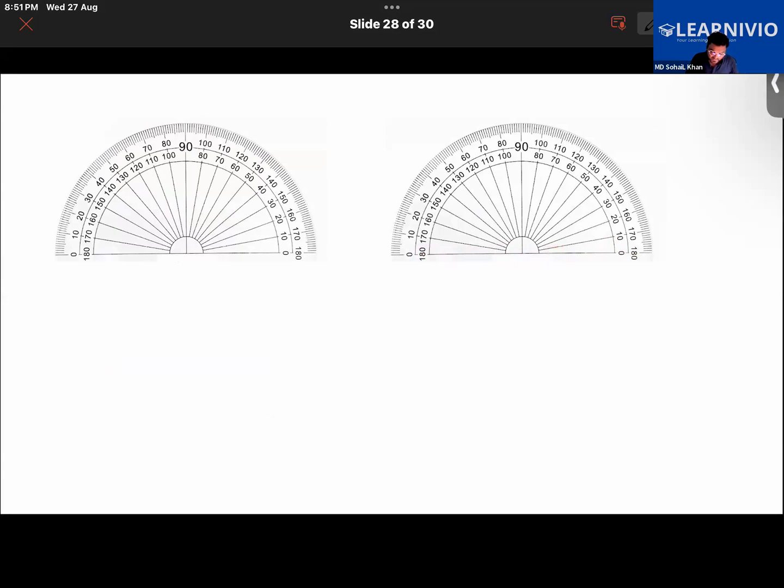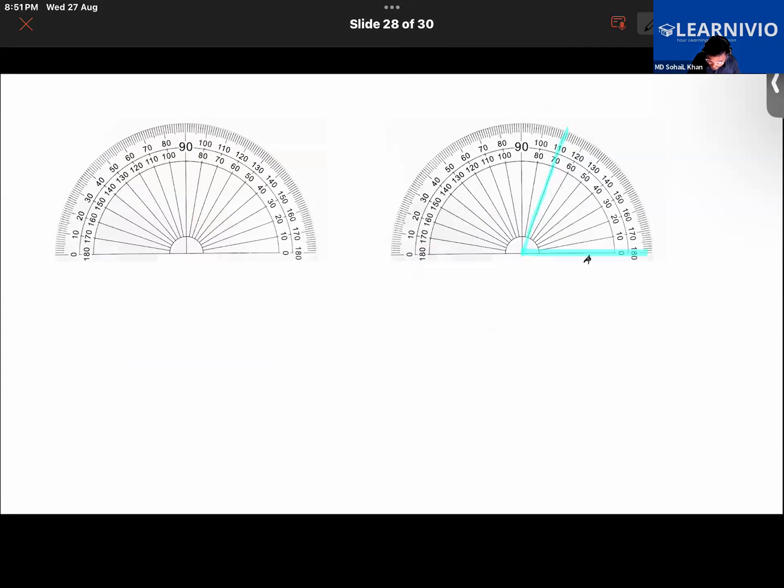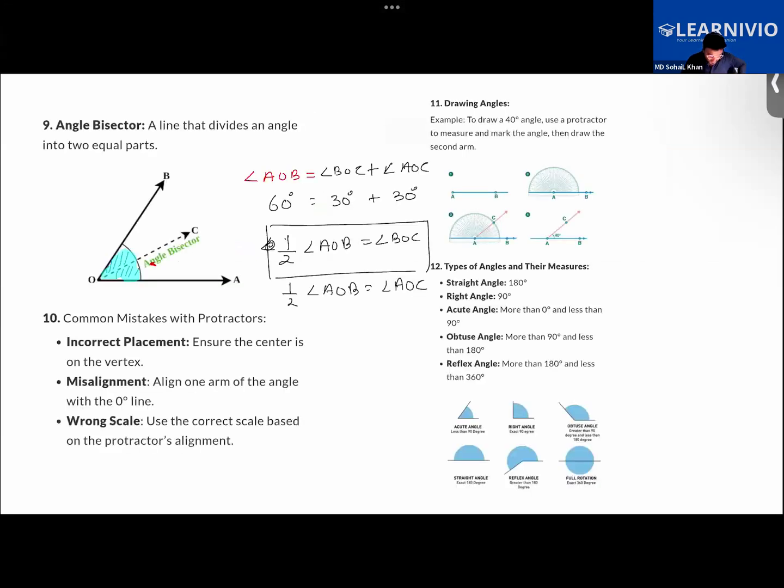Now, what do I mean to say by that? It should be like this. So this arm here must collide with the 0 degree line, not the other one. Like this one should be colliding with it. Colliding means it should be just above it.